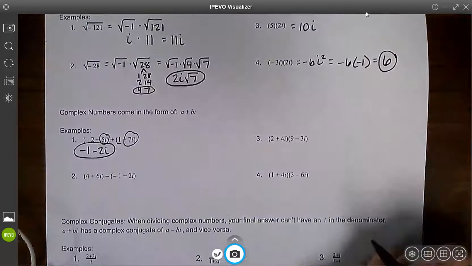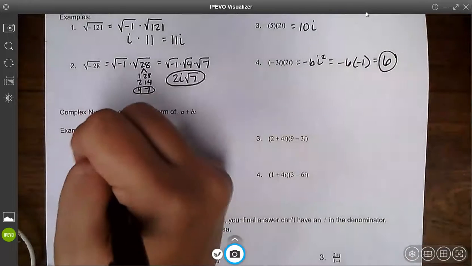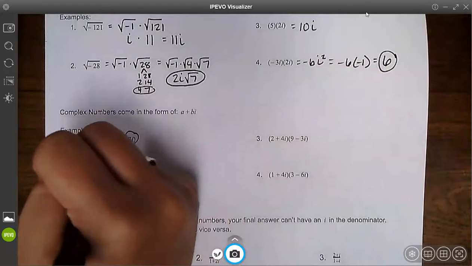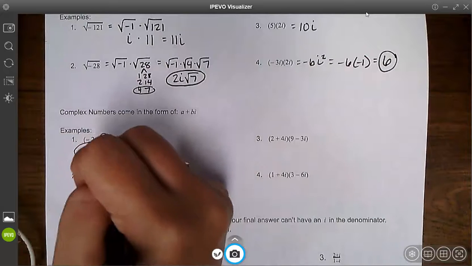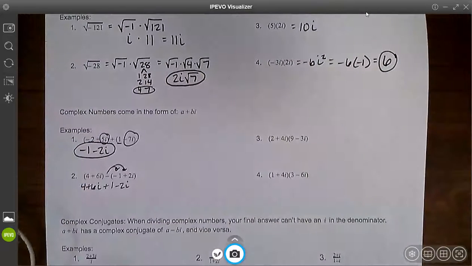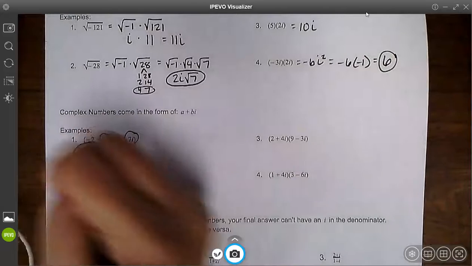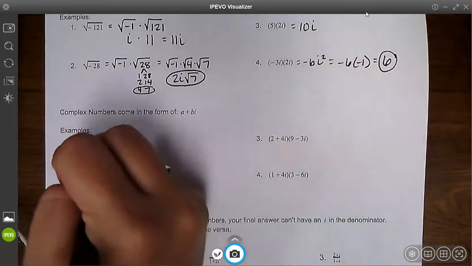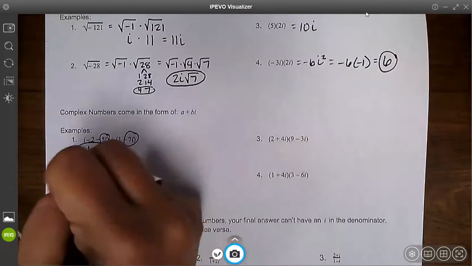The only difference between addition and subtraction is you need to distribute that negative. You have 4 plus 6i plus 1 minus 2i. Just make sure it goes into both places. That's where most of the mistakes are made here. 4 plus 1 is 5. 6i minus 2i is 4i.